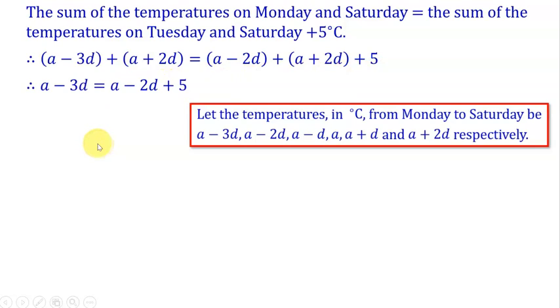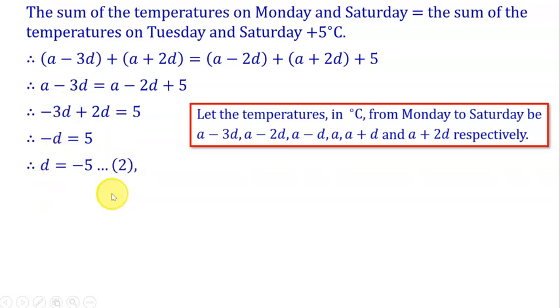If you simplify it, a on both sides and a plus 2d on both sides get cancelled, and therefore on the left hand side you will get a minus 3d is equal to a minus 2d plus 5. Next simplification: on both sides again a gets cancelled, minus 3d plus 2d. Now take this minus 2d to the left hand side, it will become plus. Minus 3d plus 2d is equal to 5, and therefore minus d is equal to 5, and hence d is equal to minus 5.